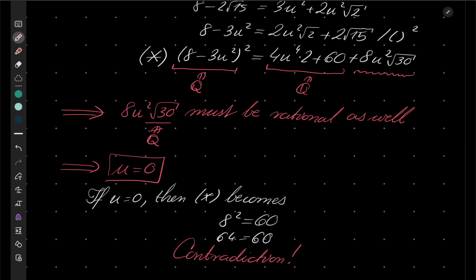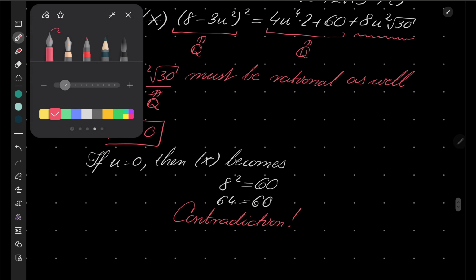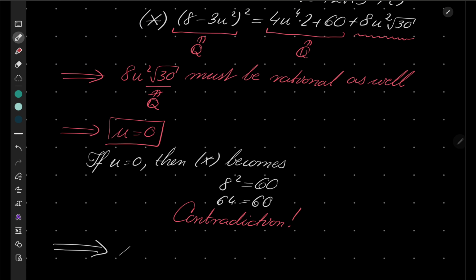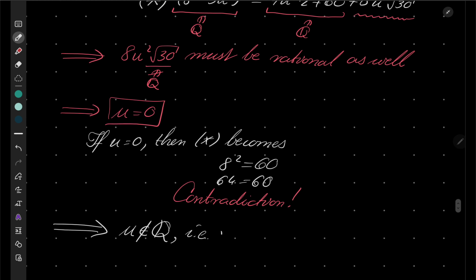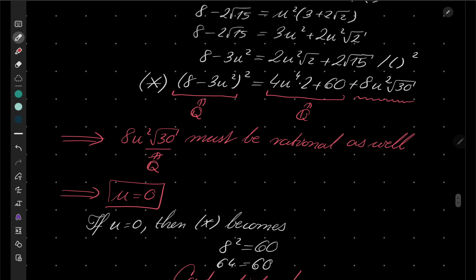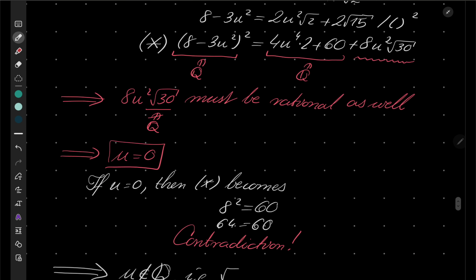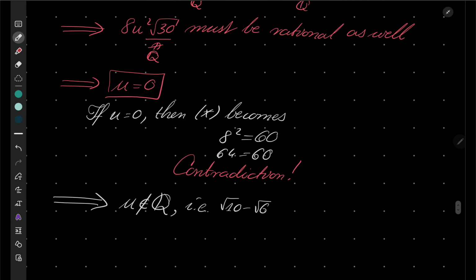So what does it mean? It means that u cannot be 0, and since u cannot be 0, this number cannot be rational. So u cannot be rational. So in other words, square root of 10 minus square root of 6 minus square root of 5 plus square root of 3 is in fact irrational, which concludes our proof. Quod erat demonstrandum.